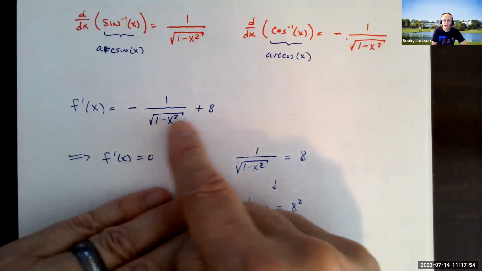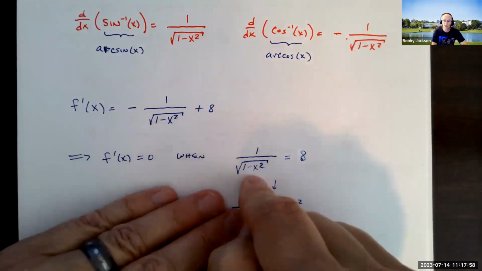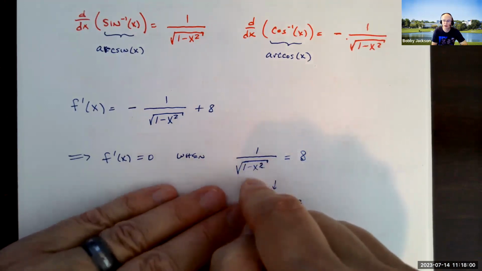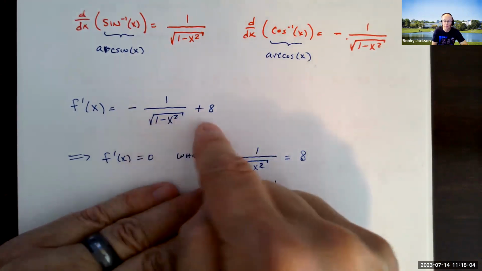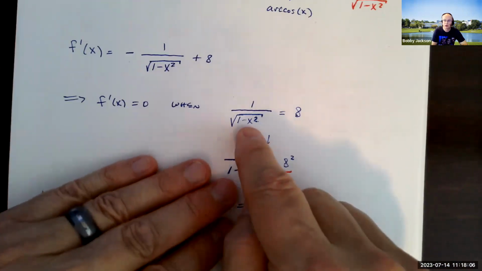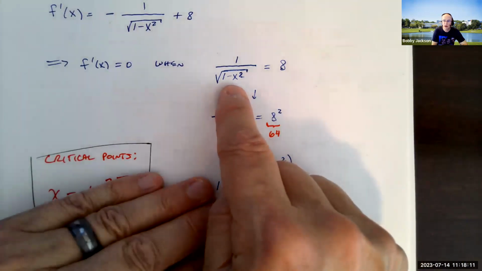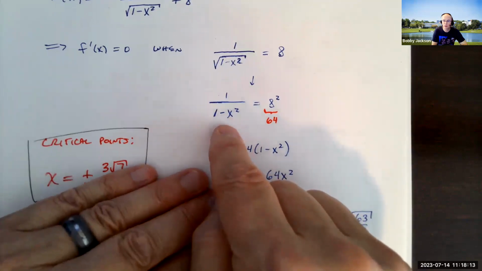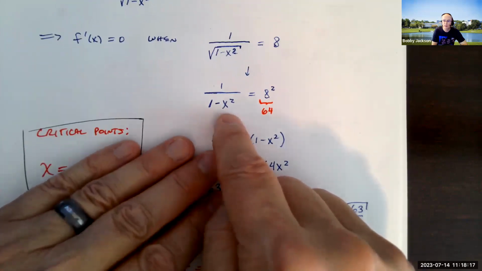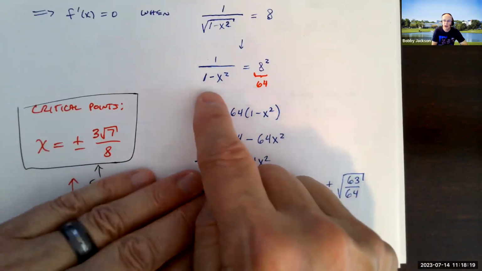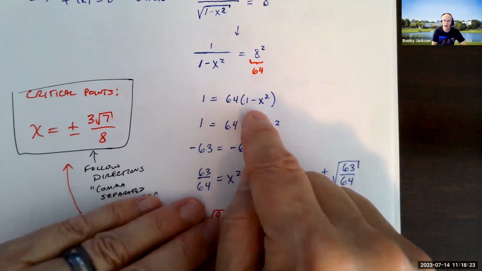Well, this sum will be equal to 0 if 1 divided by the square root of 1 minus x squared is equal to 8, right? If this is 8, then this would be -8 plus 8, which is 0. So now you just need to solve this equation. To get rid of the square root here, I could square both sides, right? If I square that, I just have 1 over the quantity 1 minus x squared. Of course, 8 squared is 64. And then I can multiply both sides by 1 minus x squared to get rid of that fraction.